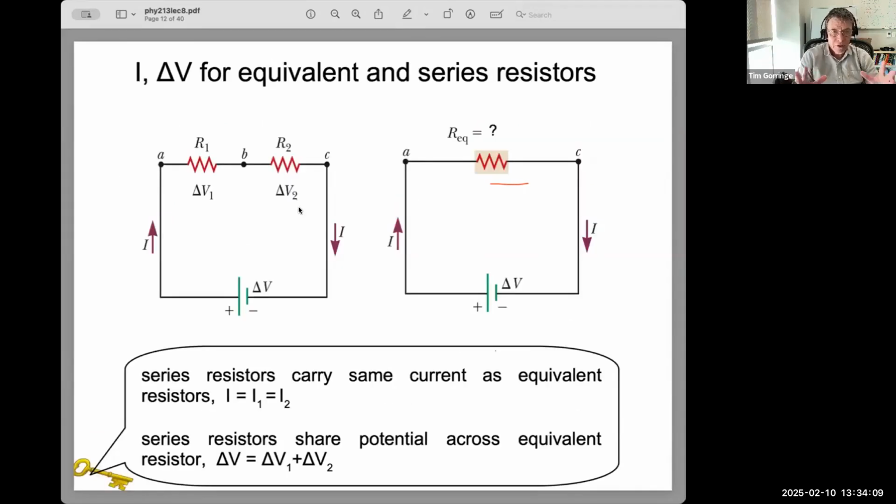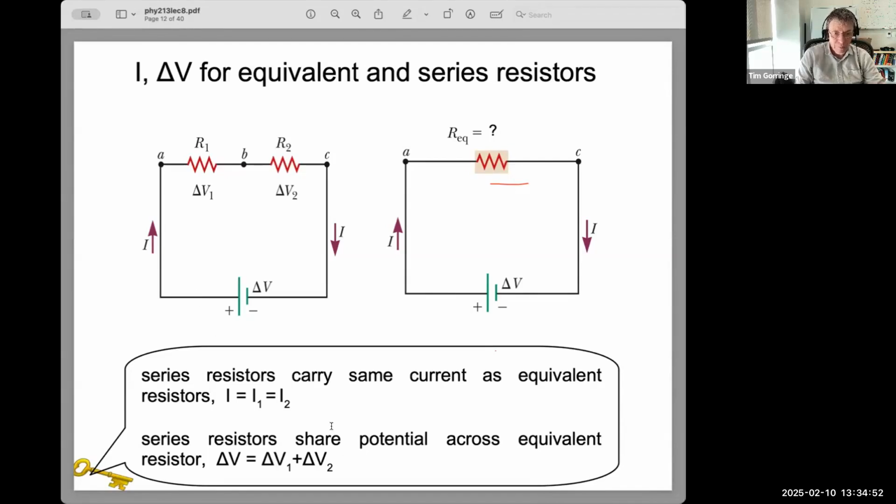The keys to understanding series resistors, whether it's a pair of series resistors or multiple series resistors, 3 or 4 or more, have to do with current and voltage. The key thing regarding current is that the same current goes through the series resistors. So the same current I is passing through resistor R1 as is passing through resistor R2. No current is lost or gained between R1 and R2. And so that's a key feature of a series circuit of resistors.